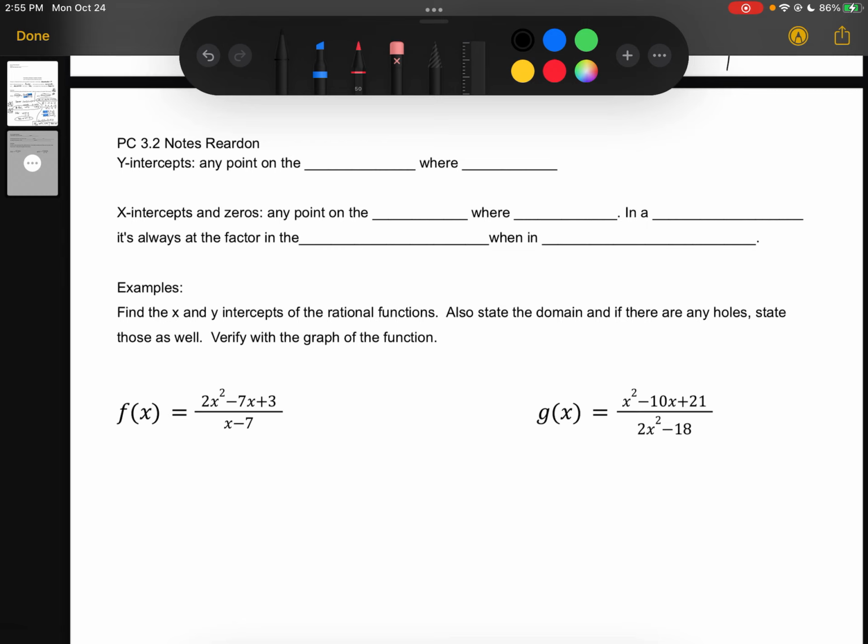So the next part of this is moving on to our backside here with a couple more notes. So y-intercepts, these are any point on the y-axis where x equals 0. And then for x-intercepts and for our zeros, any point on the x-axis where y equals 0. So in a rational function, it's always at the factor in the numerator when in lowest terms.